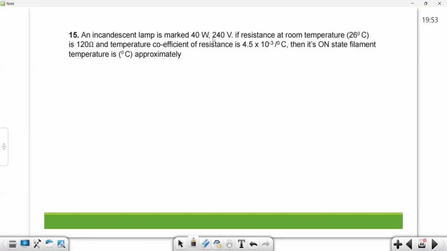From here you will get one resistance. Here 120 is already given at room temperature. Alpha is given. So you can find T clearly. Fine. Is it clear now? Is it clear? Okay.